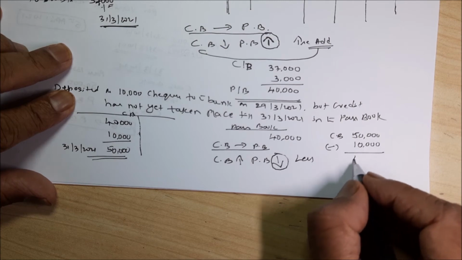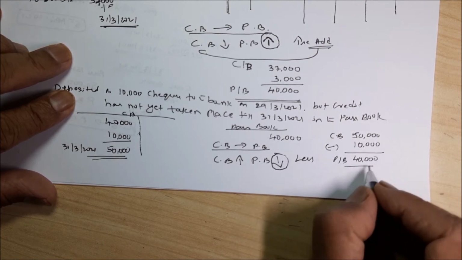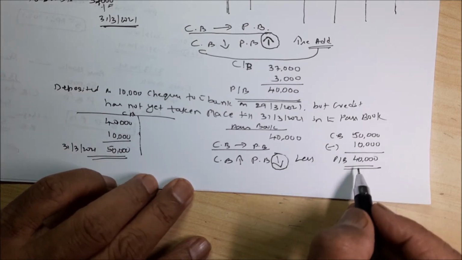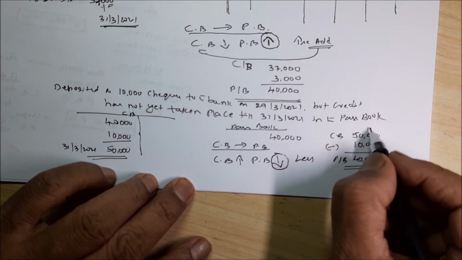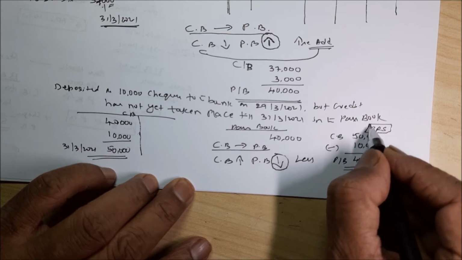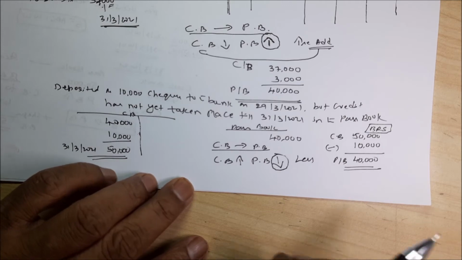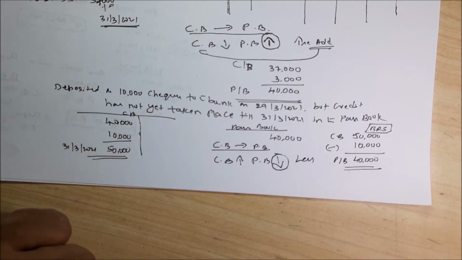Then again it becomes 40,000, that is as per the passbook. Now the cash book balance has been brought back to the passbook balance. This is what we mean by BRS, that is, bank reconciliation statement, right? So I'll give you a few entries like that, then you will understand.